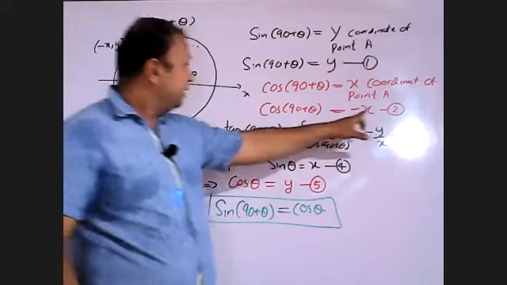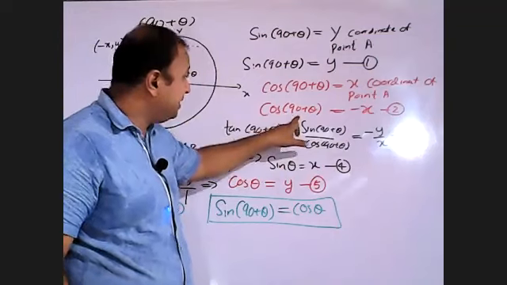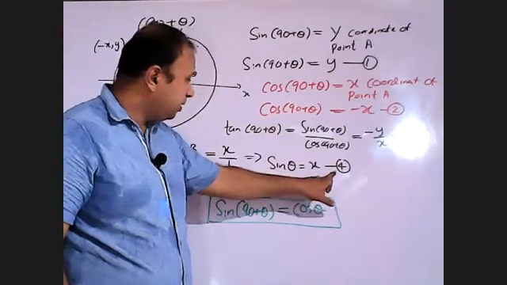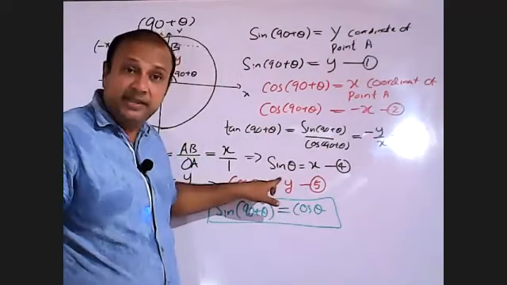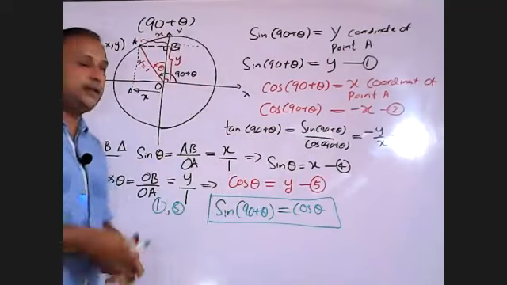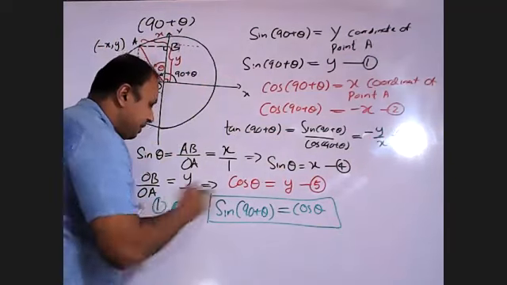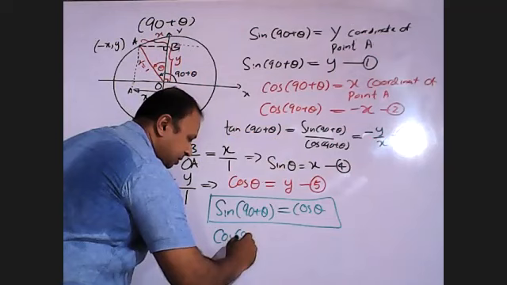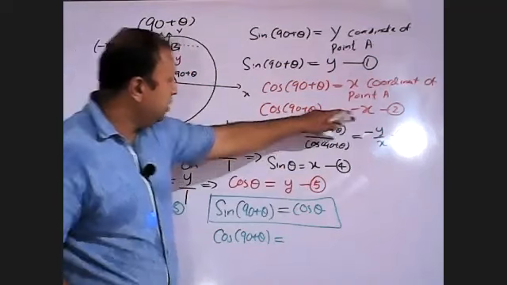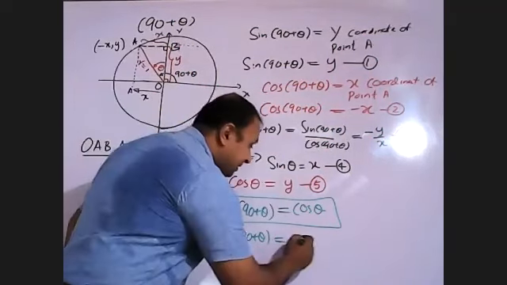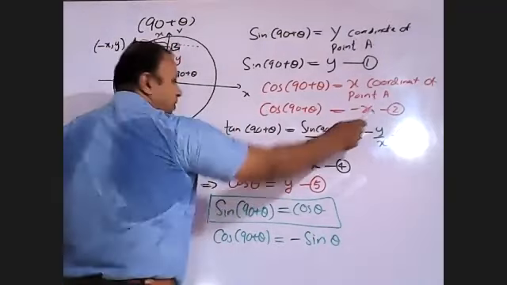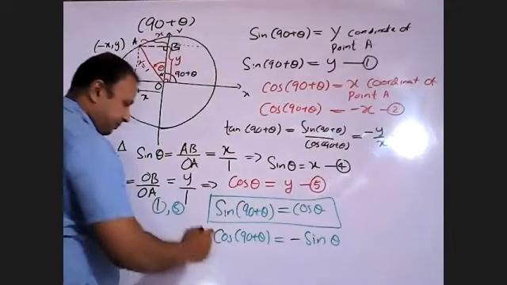Look at this. From equation number 2, cos(90 + theta) is equal to minus x. But from equation number 4, x is equal to sin theta. Therefore, you can replace x by sin theta. So cos(90 + theta) should be equal to minus sin theta.